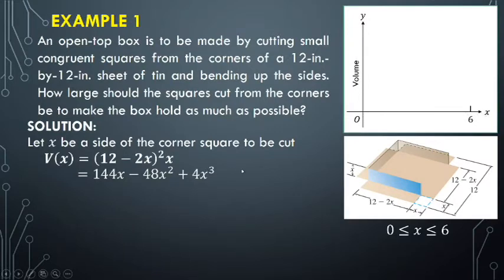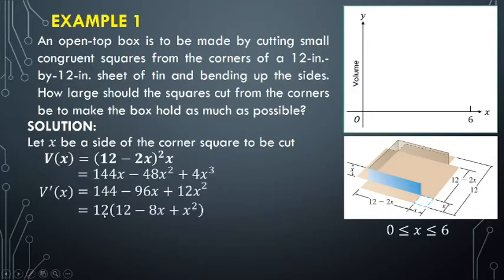Now, to maximize this, we need to find the critical points. So use the first and second derivative of the formula of the volume. So the first derivative with respect to x is 144 minus 2 times 48, which is 96x, plus 12x squared. Then para mas madali natin makuha yung zeros, factor this out. So common factor is 12 times (12 minus 8x plus x squared). Then ito ay pwede pa nating i-factor into 12 times (2 minus x) times (6 minus x).